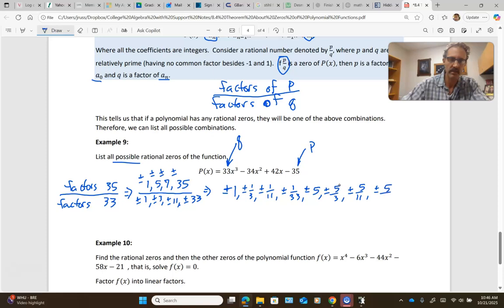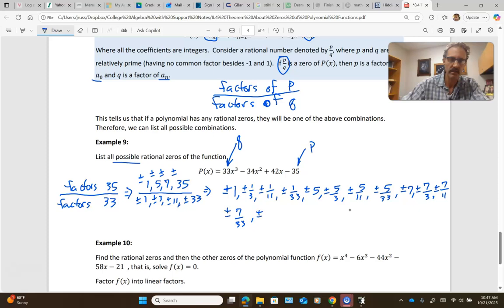5 over 33. Okay? And you just keep going. Now you do 7. Well, 7 over 1 is just 7. Positive or negative, 7 over 3. Kind of running out of room here. Positive and negative, 7 over 11. I'm just going to pick up down here below. Positive and negative, 7 over 33.